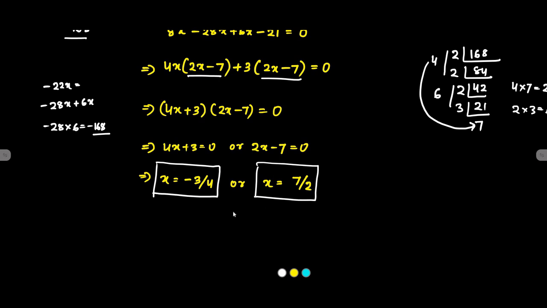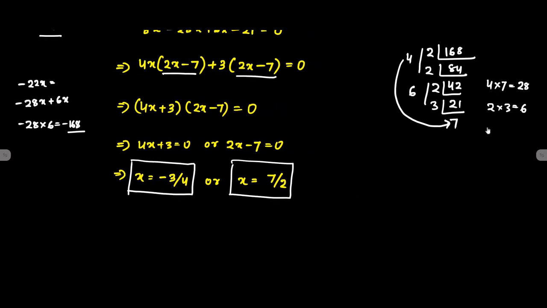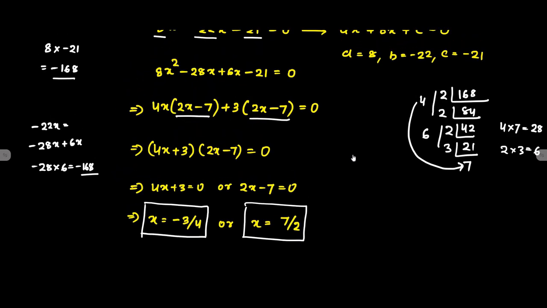Remember another thing: whenever you are confused about how to split the middle term, always go for factorization. Try to figure out the different factors, the different combinations and products, so you can split it in a simple way. Here we were a little confused about how to split 168.